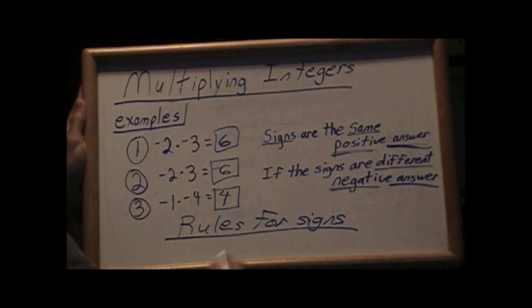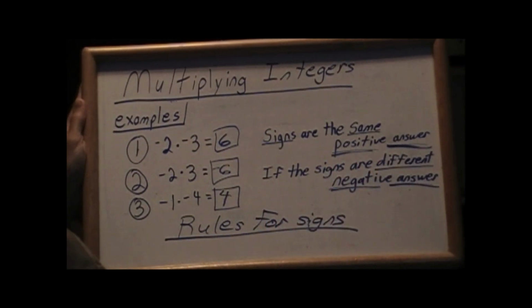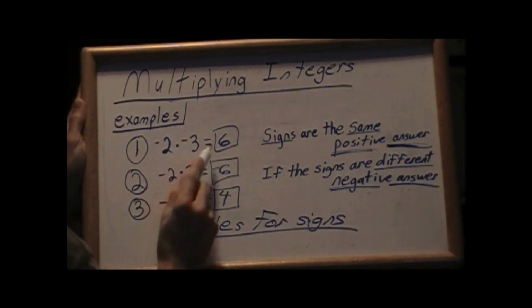Signs are the same, we have a positive. Now these are the rules of signs. A negative times a negative is a positive.